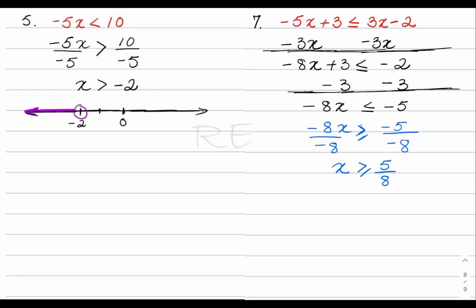On the graph, we will locate a convenient point for 5/8 because it's a decimal, and show that at that point the circle is filled. So 5/8 is between 0 and 1, and the circle is filled, and we'll take the values to the right.